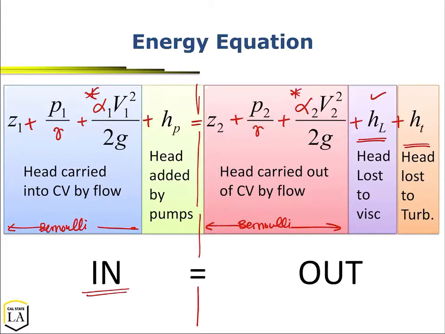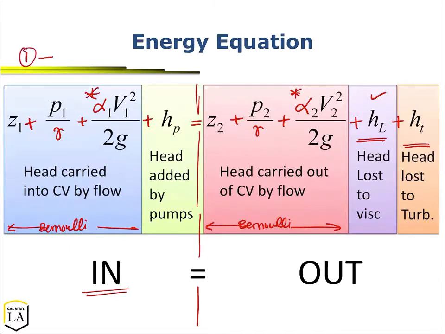So again, everything on the left-hand side of the equation is energy into the system. Everything on the right-hand side of the equation is energy out of the system. You cannot mix up the location of the turbine parameter, the loss parameter, or the pump parameter. If you put it on the wrong side of the equation, you're in big trouble. Okay. Another thing to note is that this equation is set up in the direction of flow. So this equation is set up going from 1 to 2.